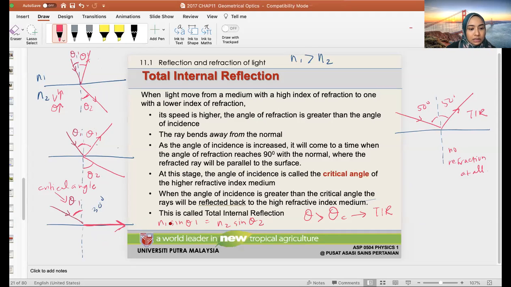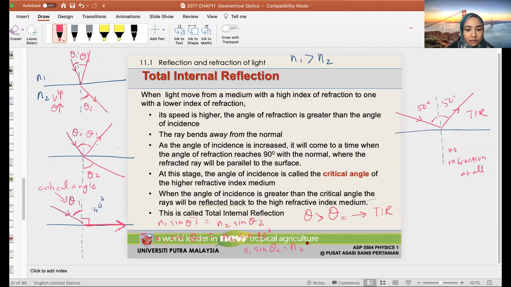N1 is our incident index of refraction. Theta 1 is our angle of incidence. And then our refracted light became 90 degrees to the normal. So N2 sine 90, N1 sine theta 1. When the angle of your refracted light is 90 degrees, your theta 1 becomes the critical angle.